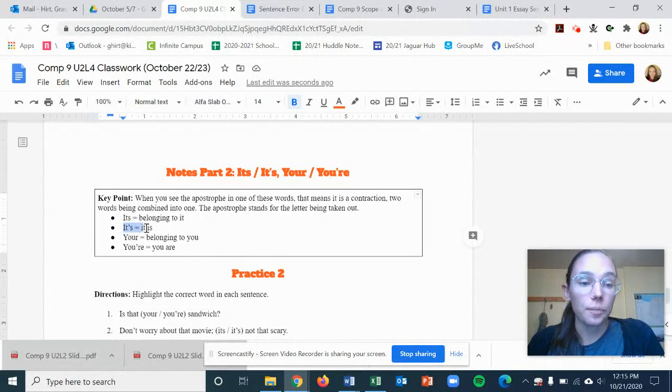So it's means it is, right? Because we're combining those two words. We're taking out that extra I and using an apostrophe instead. So it's means it is. And then you're means you are, right? Because we're combining those two words. We're taking out the A in are, and we're just using the apostrophe instead. That's called a contraction.